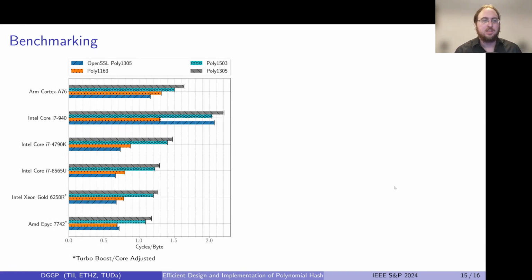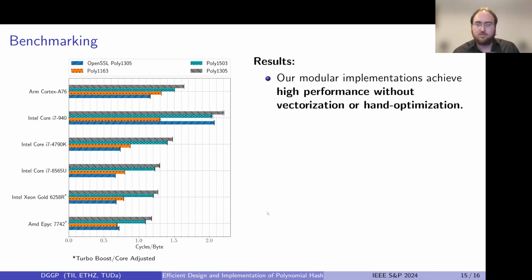Now, let's look at 1163 and 1503 in more detail across several CPUs, because this previous graph was only one CPU. Again, we have OpenSSL's Poly1305 and our generated Poly1305 as a kind of reference. And together with the previous graph, we really see our implementations already, without any vectorization or hand optimization, achieve high performance.